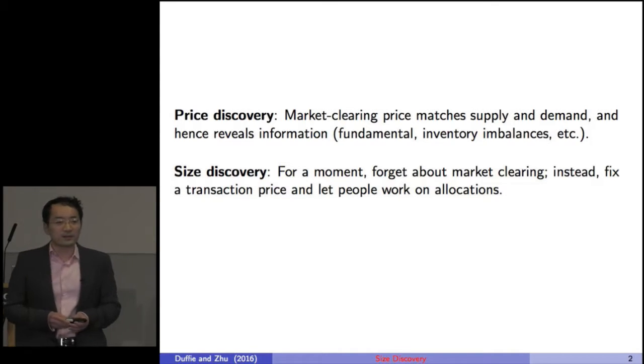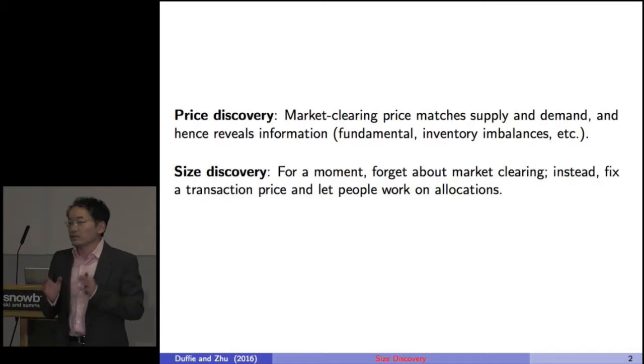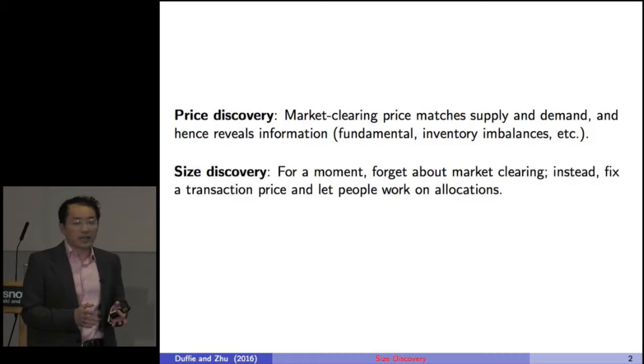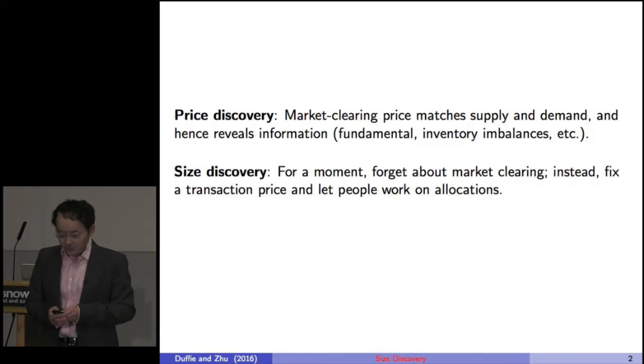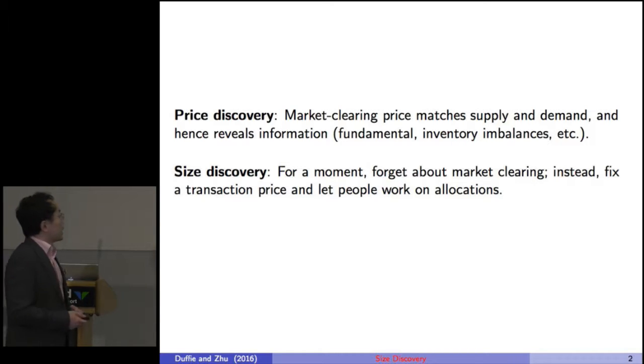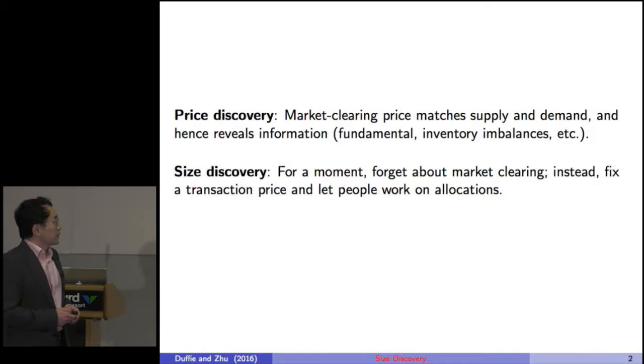It says, let's think about a different way. Forget about the market clearing for a moment. Let's just give you a price, and let's try to find out how many shares, or how much quantity of the asset, the buyers and sellers could exchange at this given price. Now, you might wonder, why is that useful? Isn't market clearing the fundamental property of the financial market? So in this paper, we are going to argue that a careful market design that combines size discovery with price discovery is going to deliver a pretty good improvement in allocation efficiency.